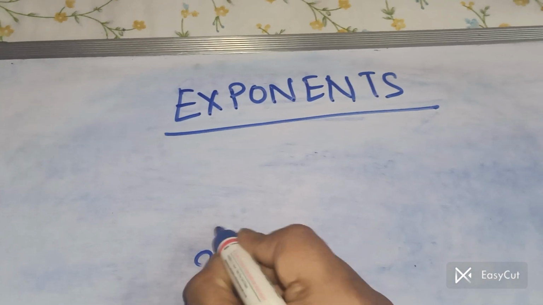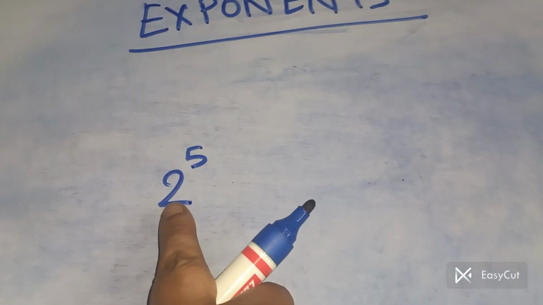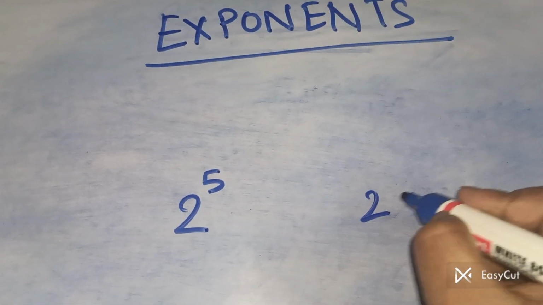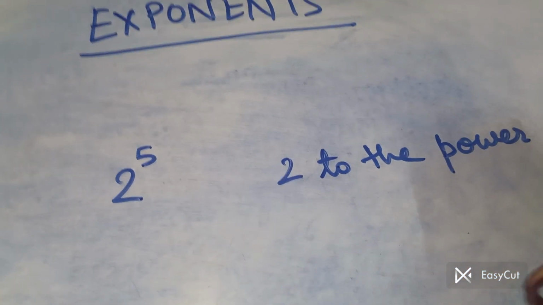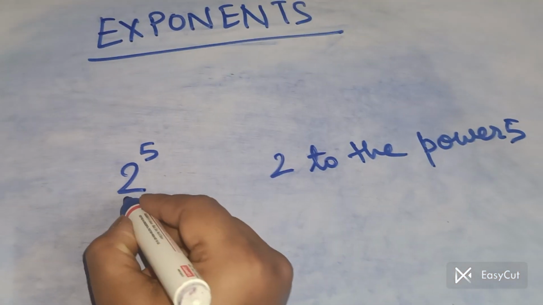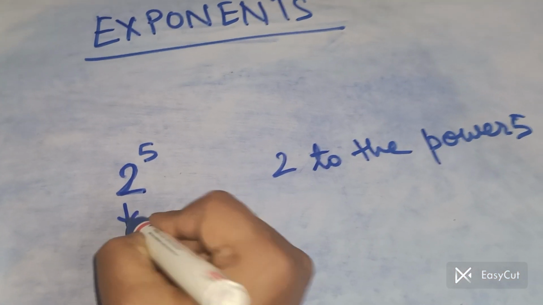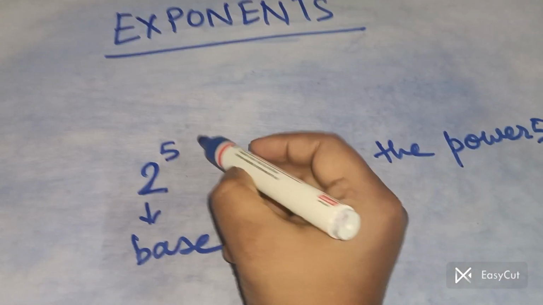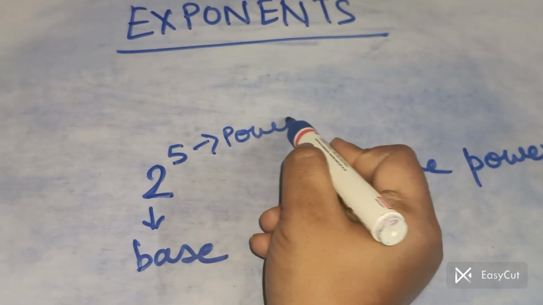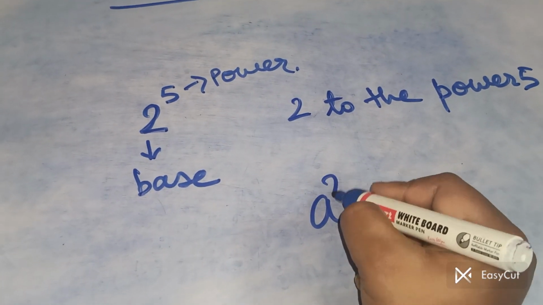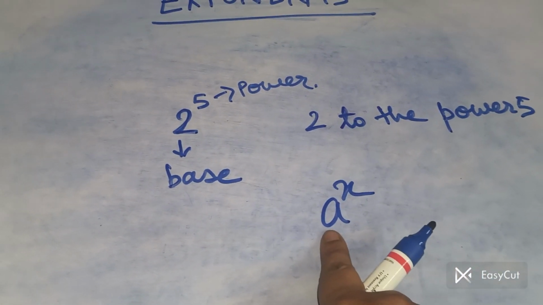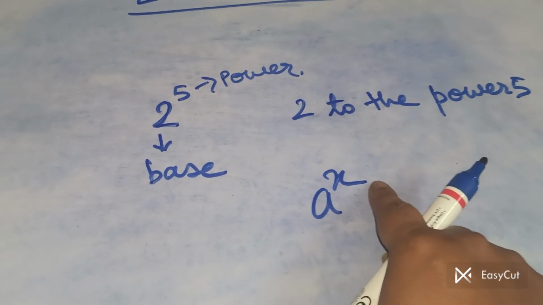Okay, so what are exponents actually? Exponents means, suppose we write 2 to the power 5. Here 2 is the base. This is called the base and this is called the power. If you write it in variable form, that means a to the power x. So a is the base and x is the power.